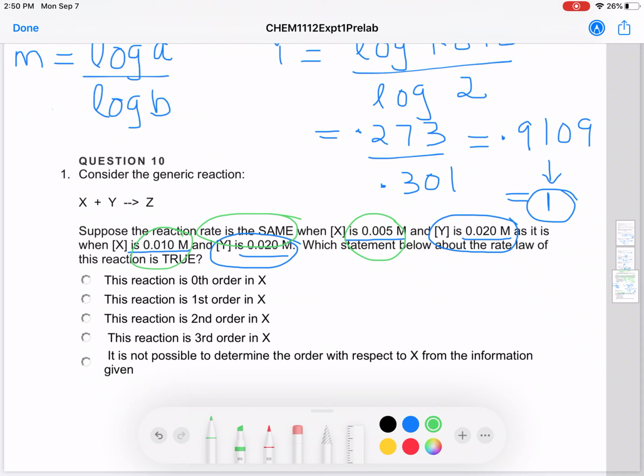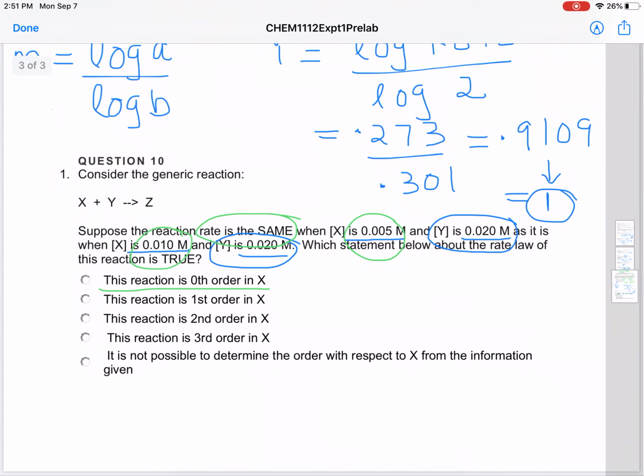So what is going to be the order of that reaction? What is the order with respect to x? If the rate of the reaction doesn't change when the concentration doubles, that means the reaction is zeroth order. If the reaction rate doubles, that's first order. If the reaction rate quadruples, that's second order. Okay, all right, I think that's all the questions we have.